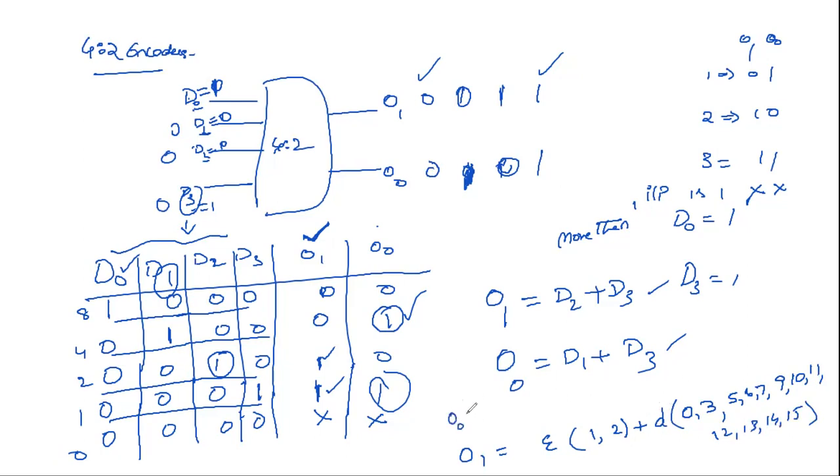O0 output is sigma 1, 4, plus don't cares. D0 occurs at 8 and 2, so 8 and 2 don't write here. Remaining all terms write as don't care. So 0, 3, 5, 6, 7, 9, 10, 11, 12, 13, 14, 15. Right? Now solve the expression using K-map.